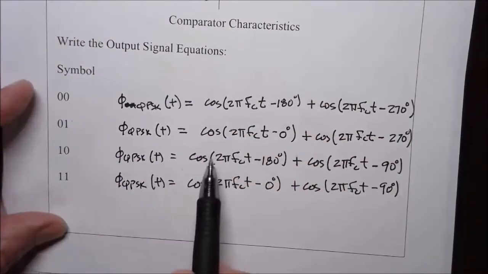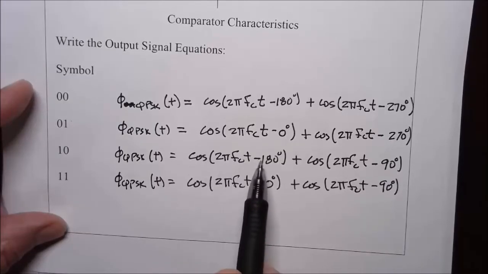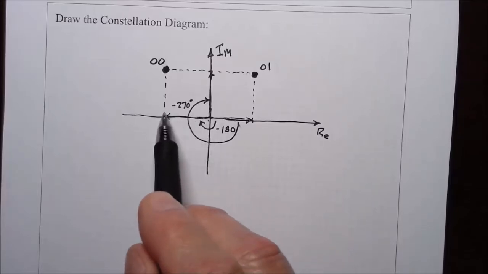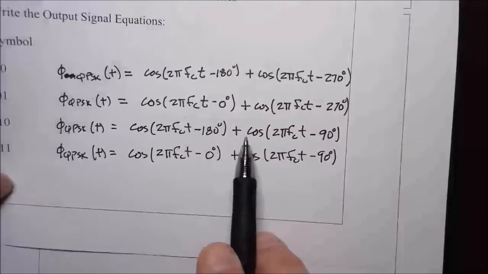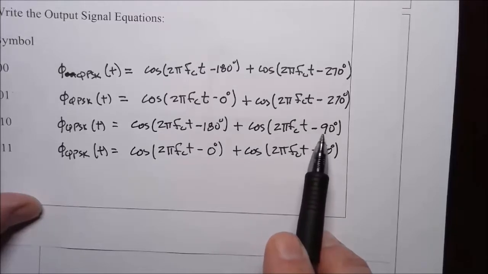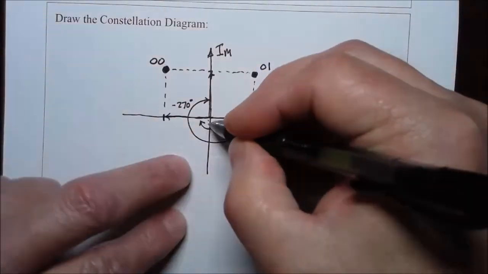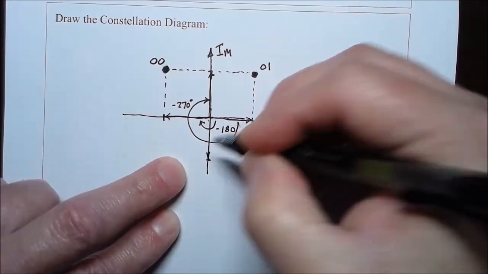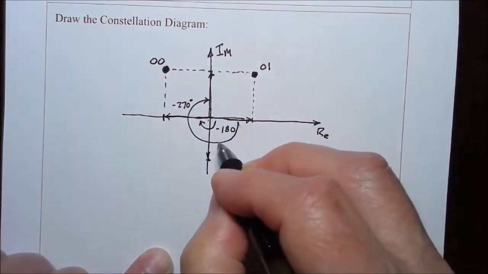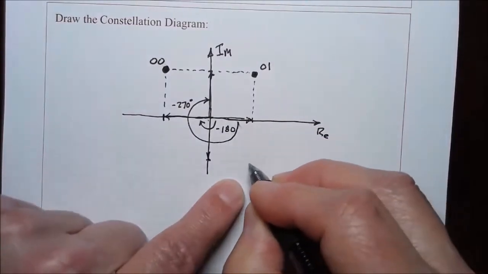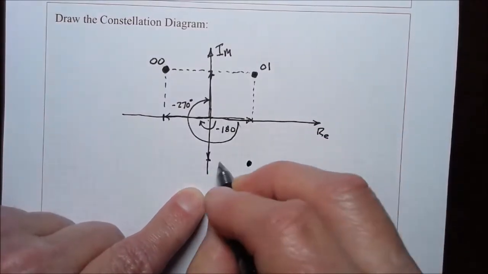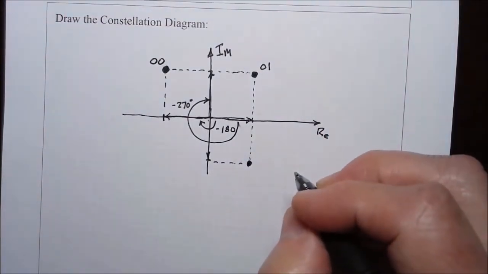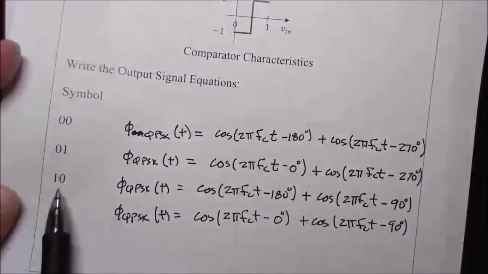For 1, 0, we have 1 with an angle of minus 180. We've already got that one shown. And we add to that a phasor 1 with an angle of minus 90. This is 1 with an angle of minus 90, and we add the two phasors together, and we get this point, which is for the signal 1, 0.